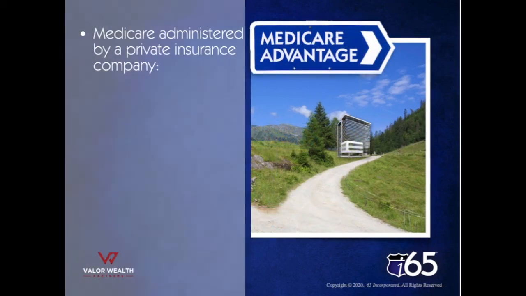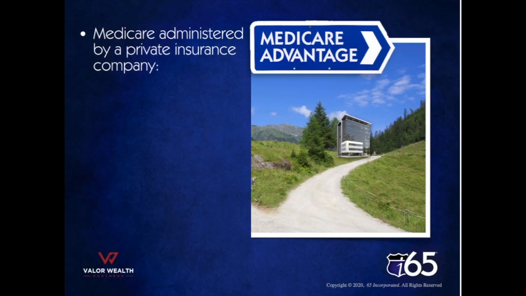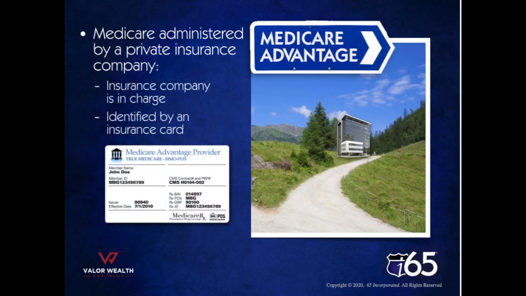First, you'll notice that there is no U.S. Capitol building in the background. Instead, we've put a corporate building. The reason why is that when you choose this path, this is Medicare administered by a private insurance company. On this path, the insurance company is in charge. They get to make the rules. And when you visit the doctor, you'll show your insurance card, not your Medicare card.